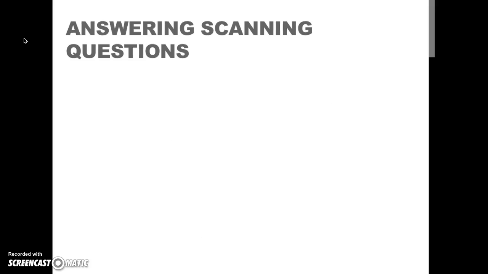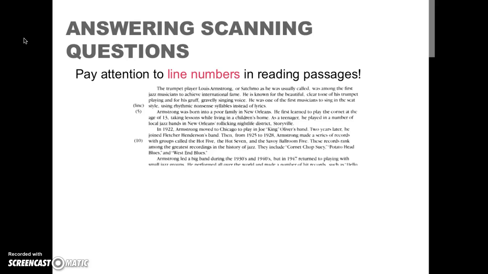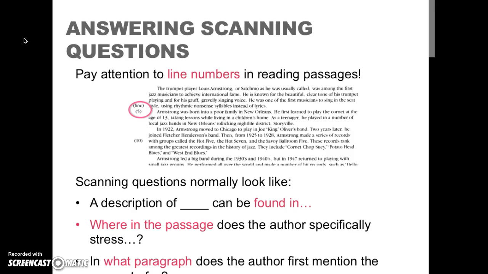Now, how do you answer scanning questions? Well, you should pay attention to line numbers in reading passages. For example, here is your reading passage and line 5. That means that is line 5. One before that is line 4. Before that, line 3. Okay, and so on. These will help you answer the questions.